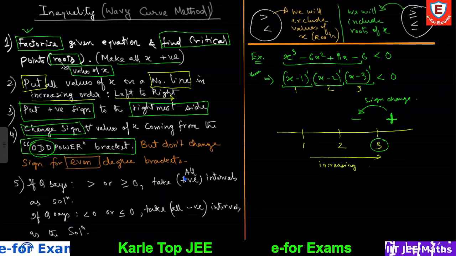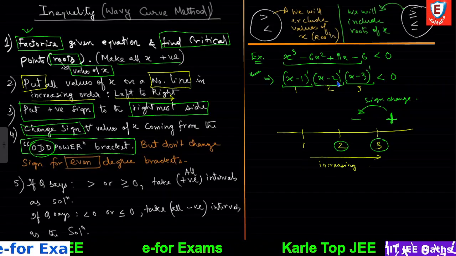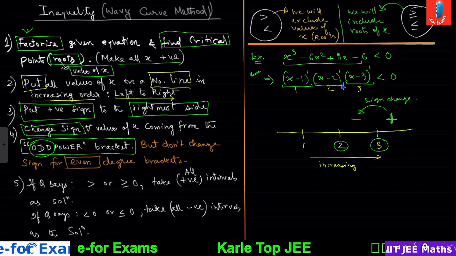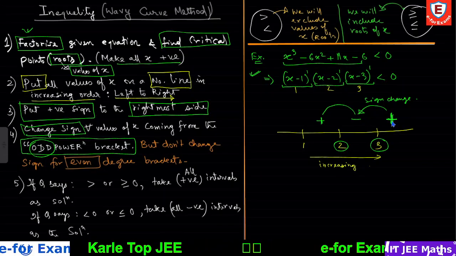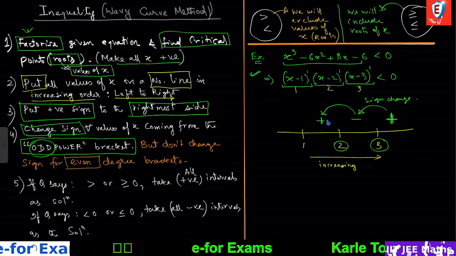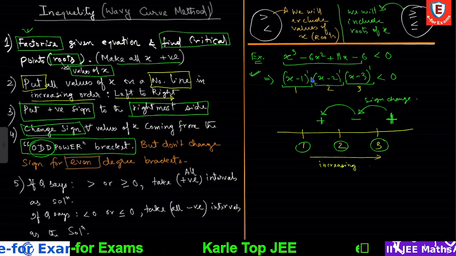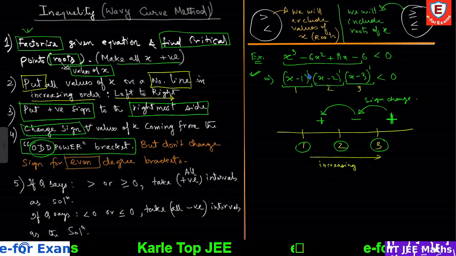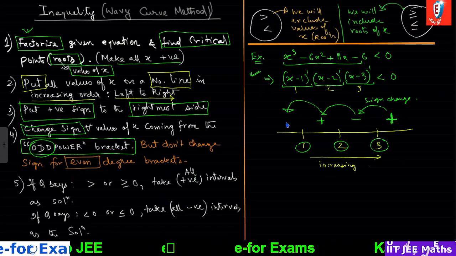Right. And then again check 2. 2 comes from x minus 2 to the power 1. 1 means odd, so the sign will be changed again. From plus it changed to minus, then from minus it changed to plus again. Again check where 1 comes from: x minus 1 to the power 1. Here this power is odd, so the sign will be changed again, plus to minus.